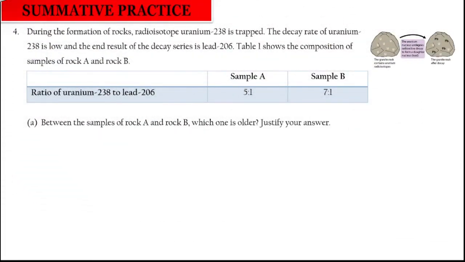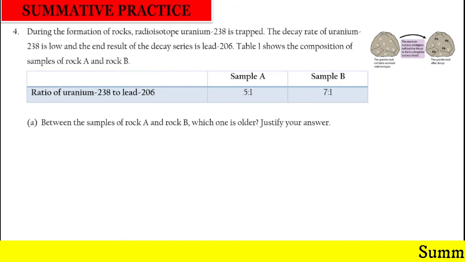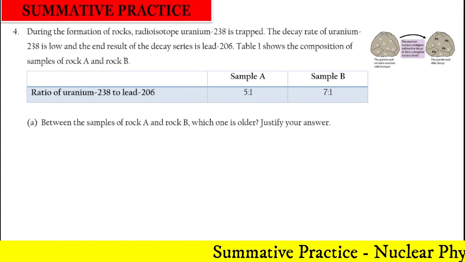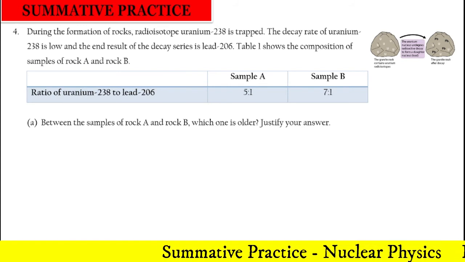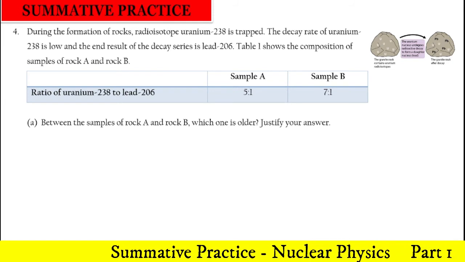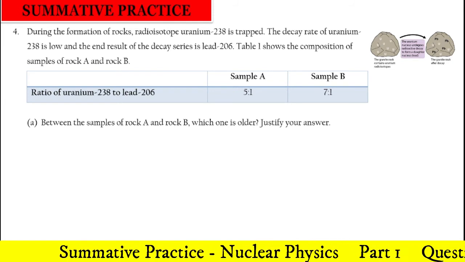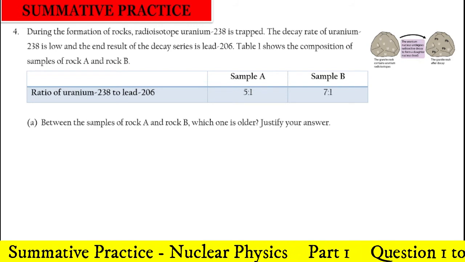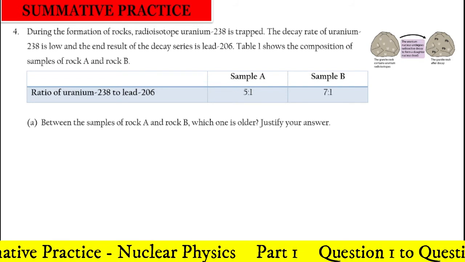Okay, number 4. Wow, number 4 ni. Ni kena baca sikit. Apa soalan nak ni? During the formation of rocks, okay, radioisotope uranium-238 is trapped. Okay. The decay rate of uranium-238 is low. Okay lah, dah. Okey, dia bagi ratio sampel A.